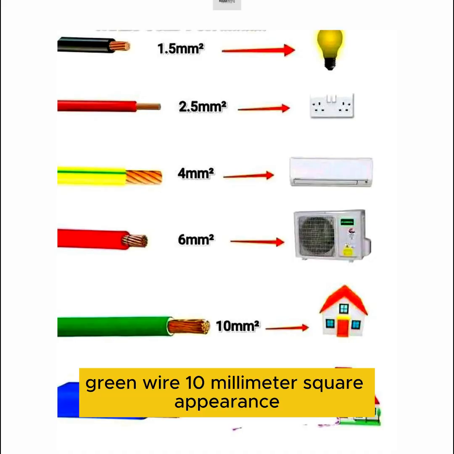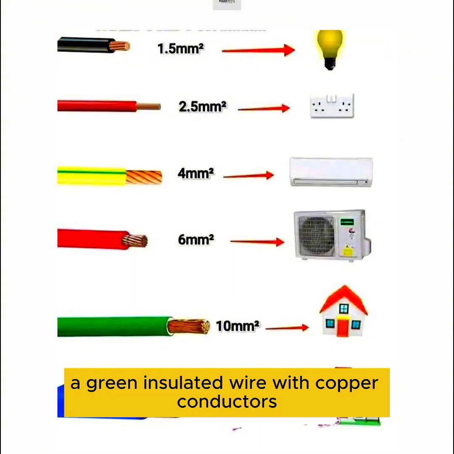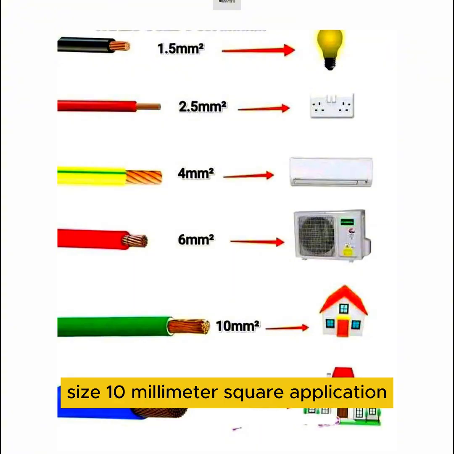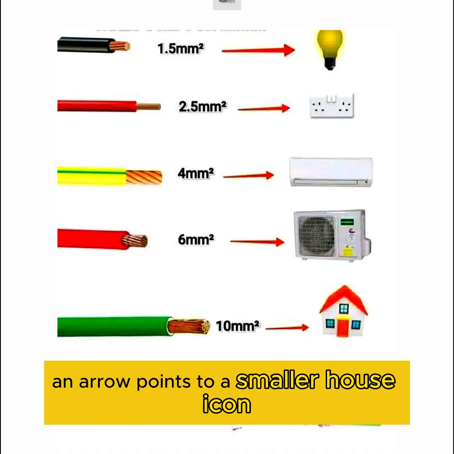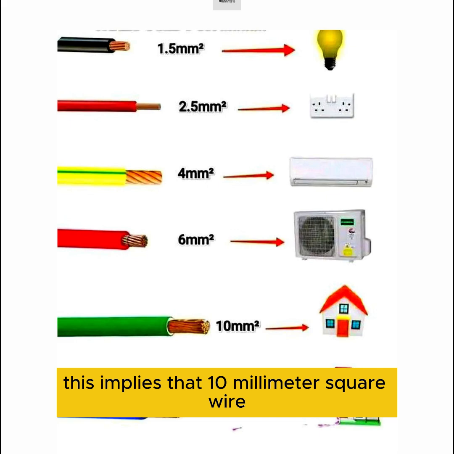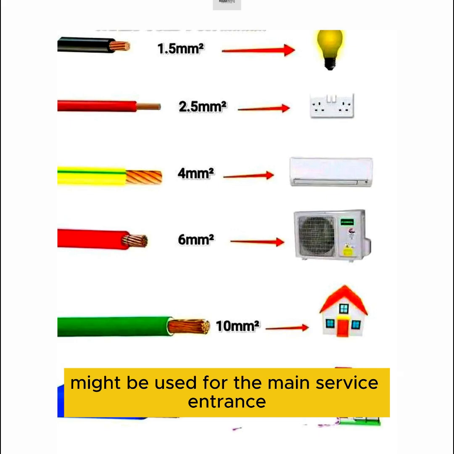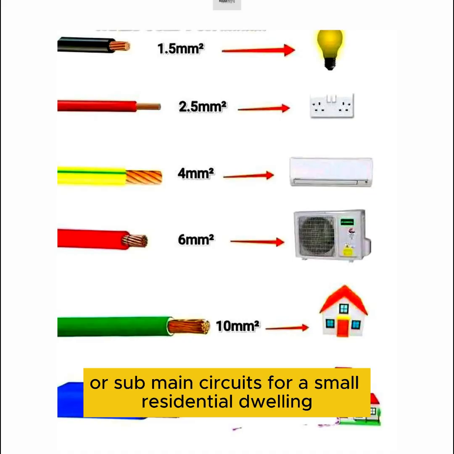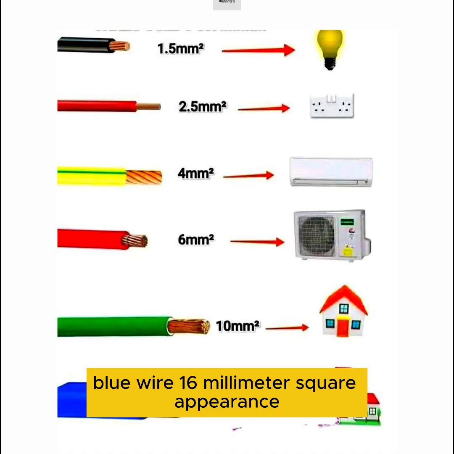Green wire, 10 millimeter square. Appearance: a green insulated wire with copper conductors. Size: 10 millimeter square. Application: an arrow points to a smaller house icon. This implies that 10 millimeter square wire might be used for the main service entrance or sub-main circuits for a small residential dwelling.